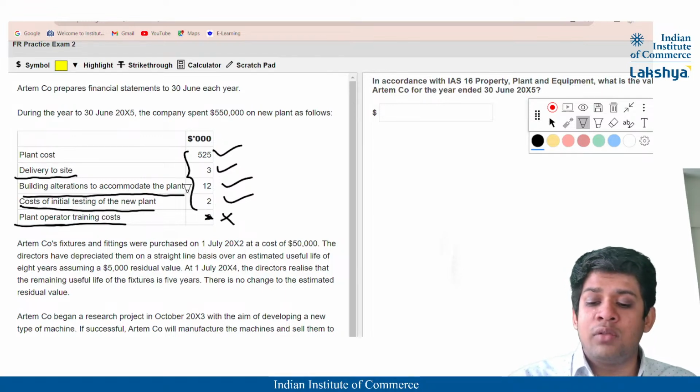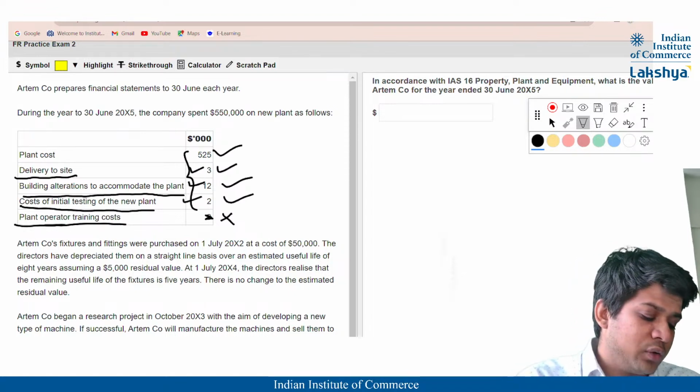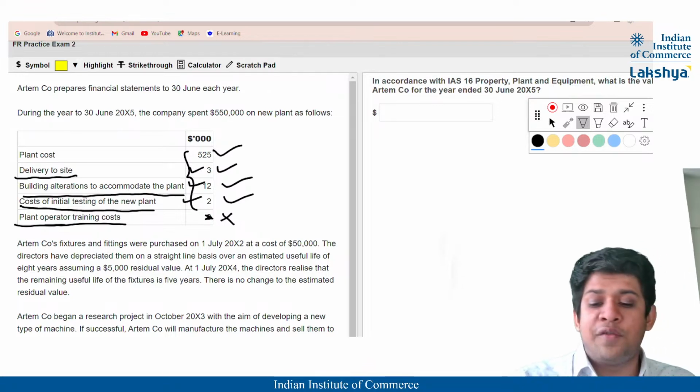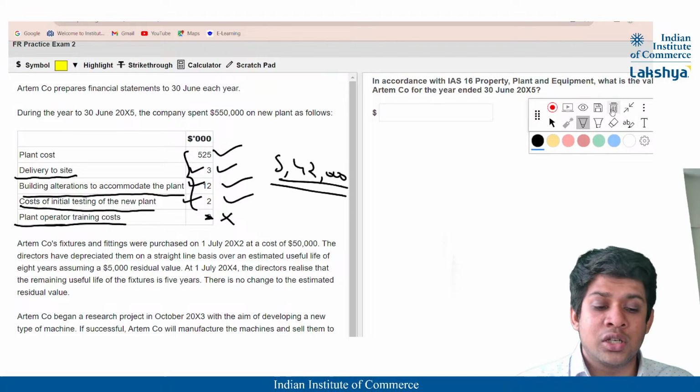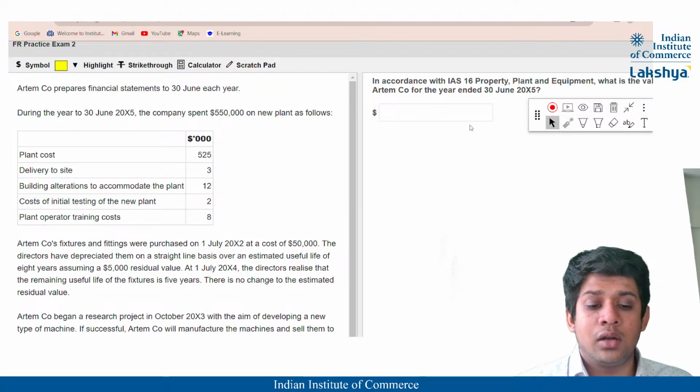So only this 4 will be capitalized, which is 525 plus 3 plus 12 plus 2. 5,42,000 is going to be the value of the plant, the value of the additions to the plant, right?